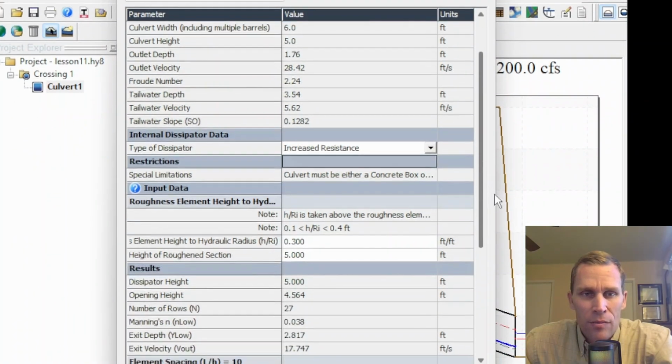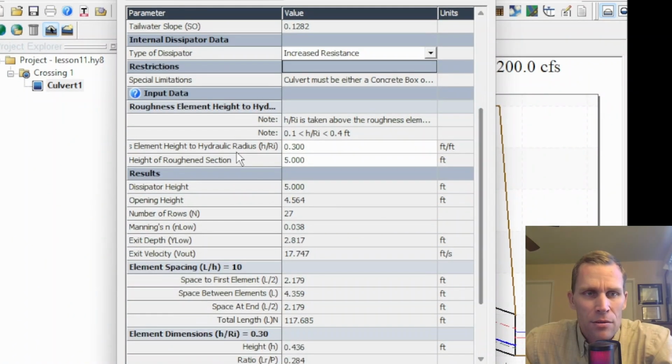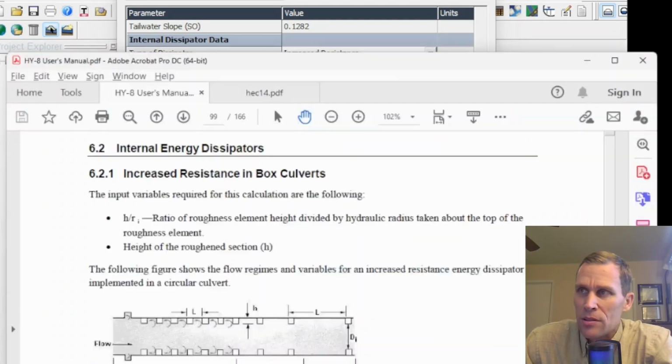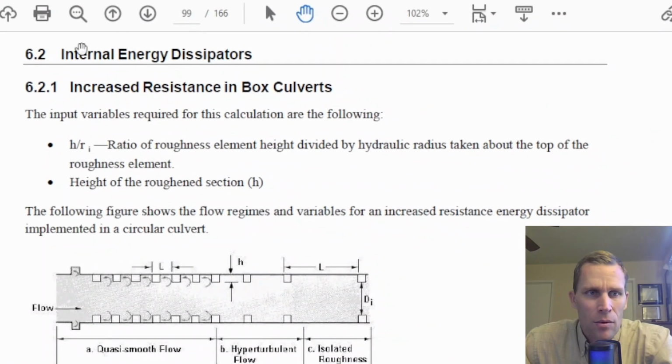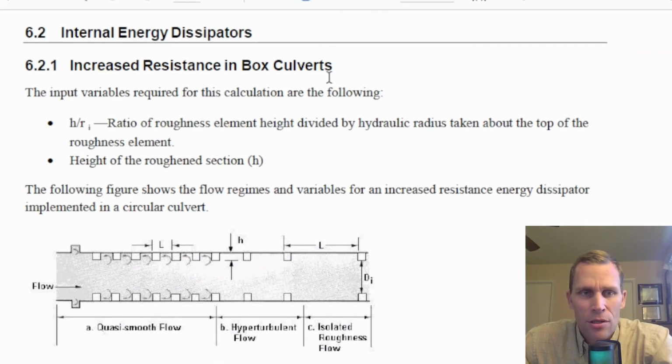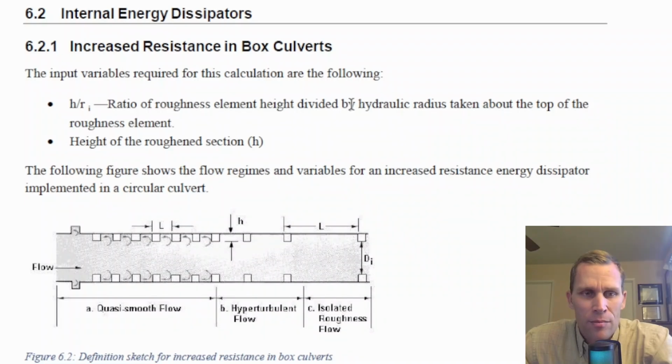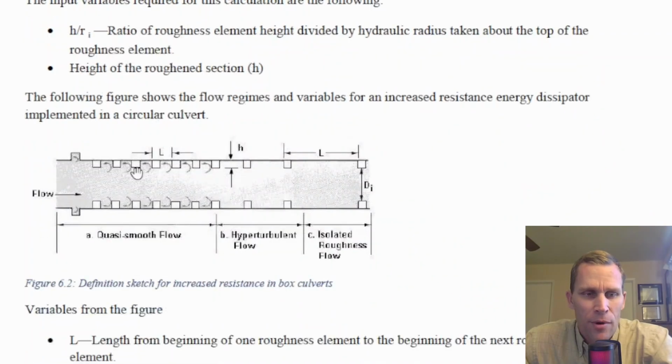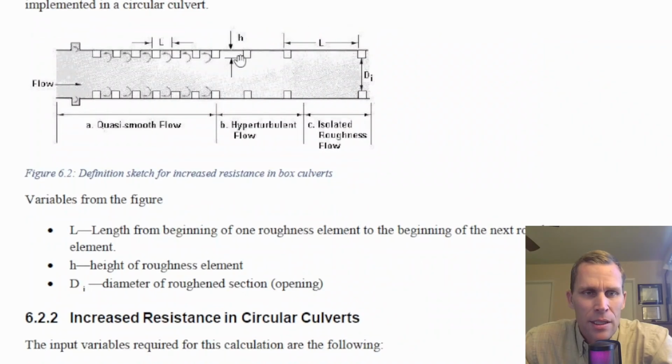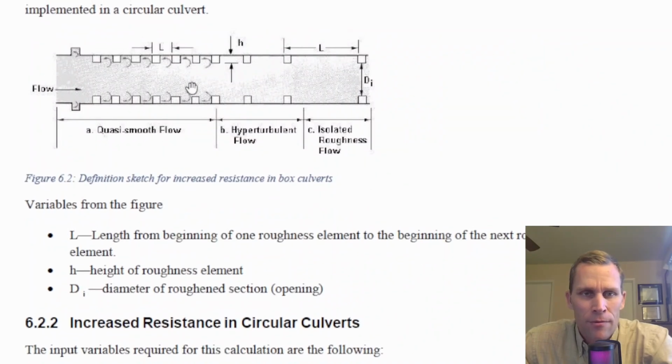So if I scroll down here, we can see the input data, which starts right here. I'm first going to bring up the user's manual. This is page 99, where it talks about internal energy dissipators, and it breaks it up into 2 sections. There's box culverts and circular. This is what we're looking at first, box culverts, despite the text saying circular here, where we have a few different parameters. So if I scroll down, we see here's the diagram, here's the flow from left to right, and then there's these distances or these dimensions that are shown.